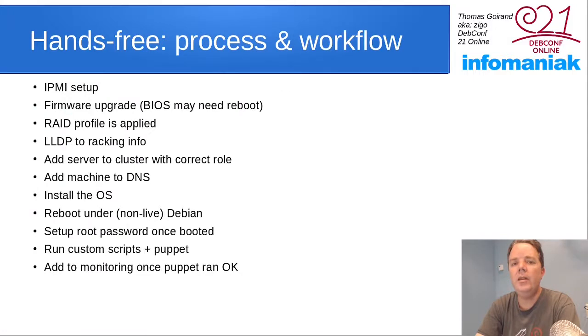Once everything is set up, OCI will process the workflow as follows. First, it's going to do the IPMI setup, changing the IP address depending on what you've configured. Then OCI will do the firmware upgrade of your server, depending on the way you've configured it with a JSON file as well. Once that's done, the RAID profile will be applied to your server. Depending on the LLDP answers from your neighboring switches, OCI will guess where your server is located.